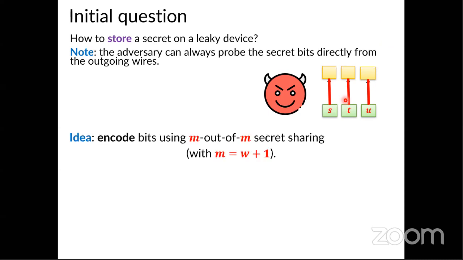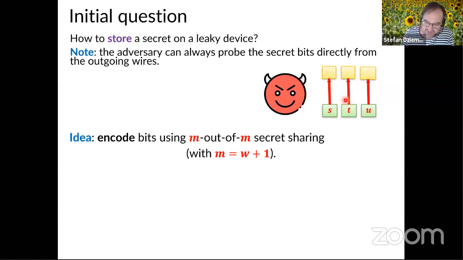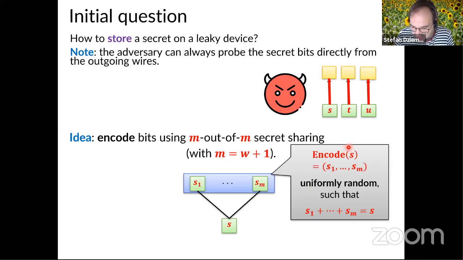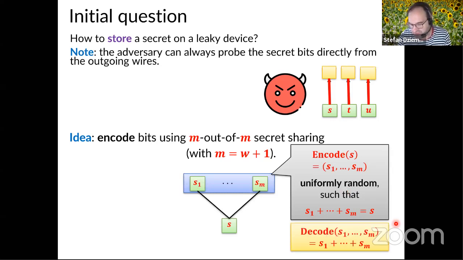So the idea that is quite natural is to encode the secret instead of storing it directly. And well, the simplest encoding we know is M out of M secret sharing with M equal to W plus 1. W is the number of probes that the adversary can make. So this would look like this: encode of S would be S1 up to SM, such that all these S's are random, but they sum to S. So this is a very simple M out of M secret sharing. To decode, you just compute the sum. This all happens modulo 2, of course.